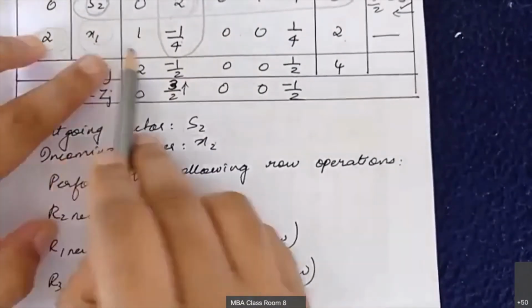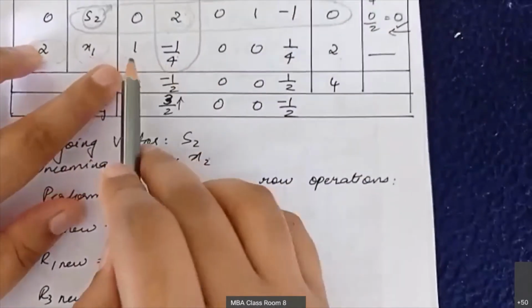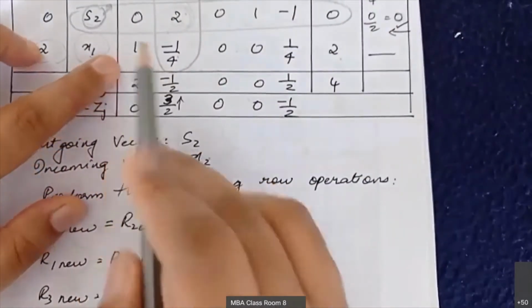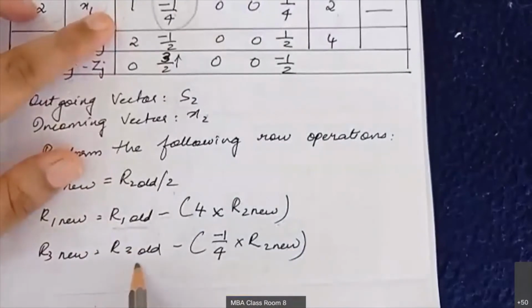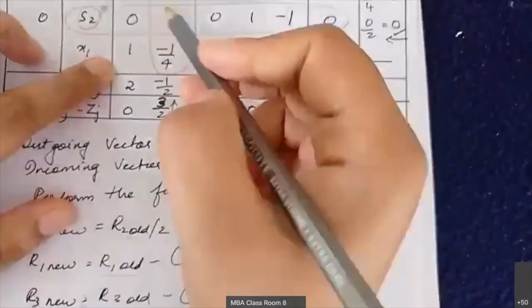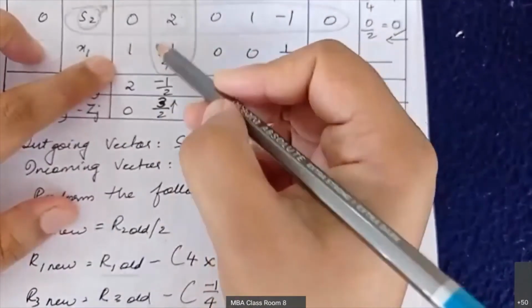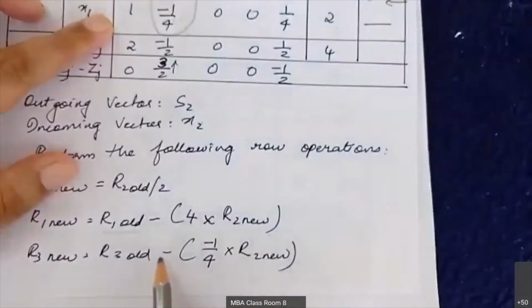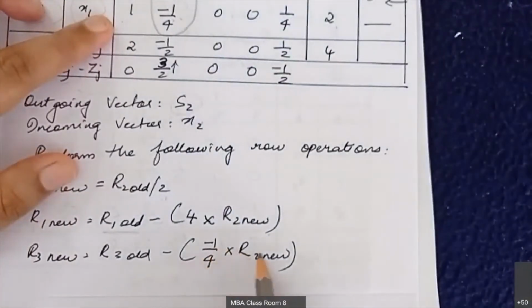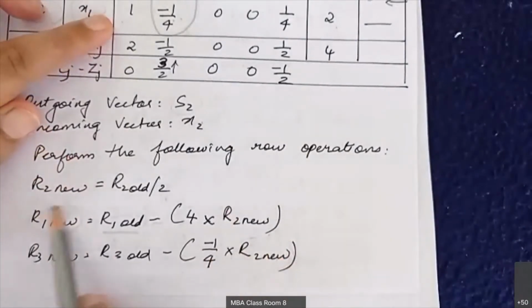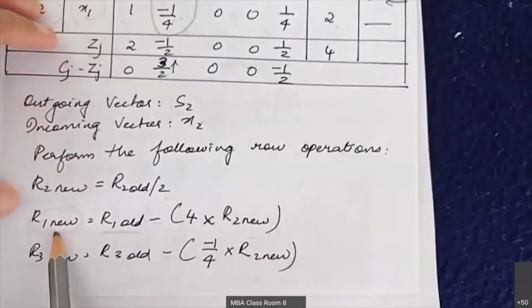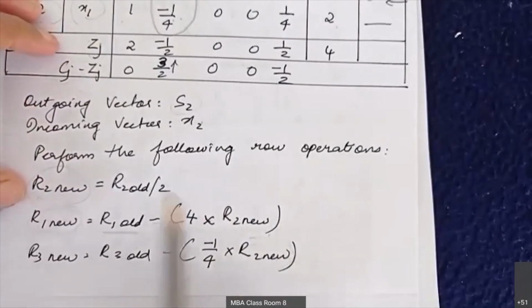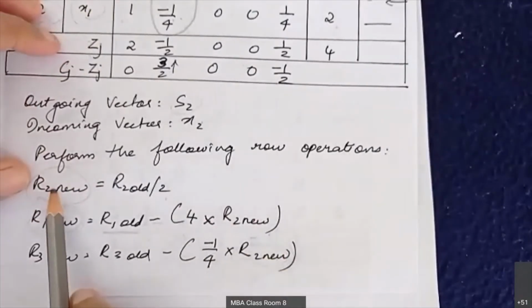Similarly, when we are considering the third row, I have R3 new is equal to R3 old minus the value below the key element. It is minus 1 by 4. So minus 1 by 4 into R2 new. R2 new is nothing but our new key row.